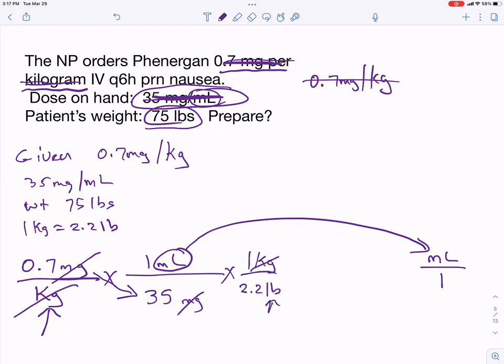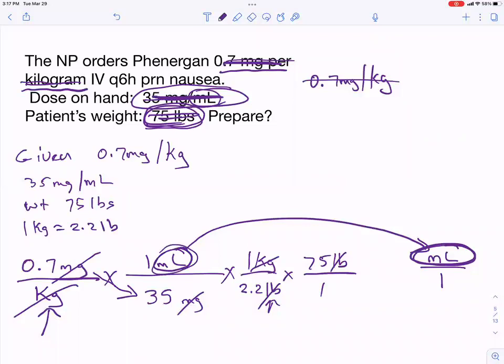I have to get rid of pounds because I only want milliliters in my numerator position. So what do I use? I use what's in my problem. The patient weighs 75 pounds. I can put that over 1, and that gets rid of pounds. So as I look at my problem, I've used everything that I need to be set up into my problem. I got rid of all my unwanted, and I have only my wanted. So now it's just math.